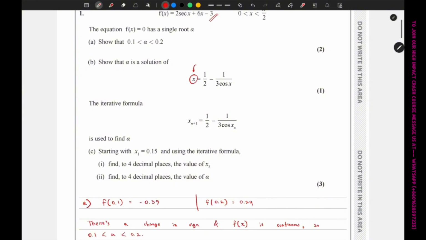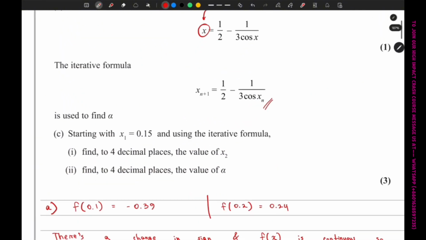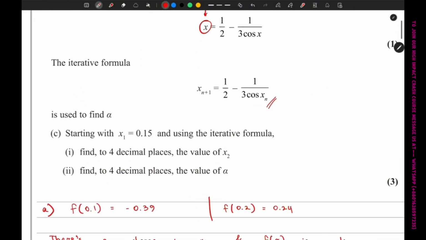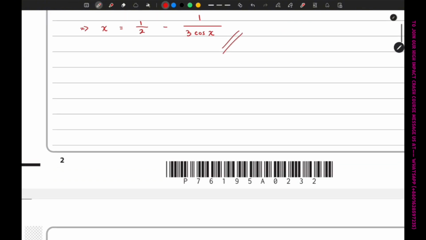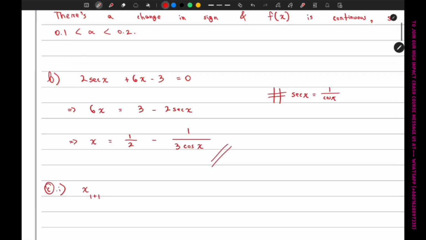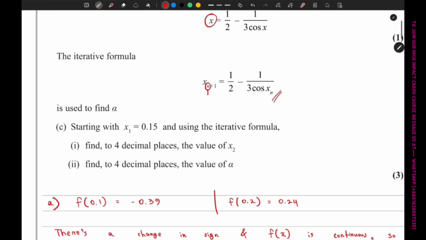Now for the next question, the iterative formula is given. This iterative formula is used to find alpha, and starting with x1 equals 0.15, the first question is to find out the value of x2. If we use that iterative formula, we can say that x2 is x(n+1) where n is actually 1.